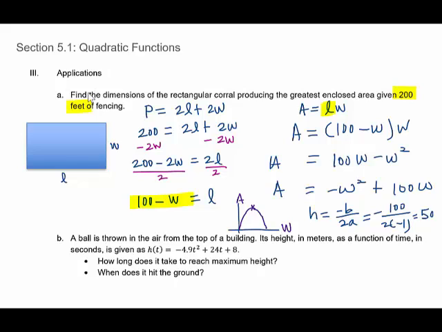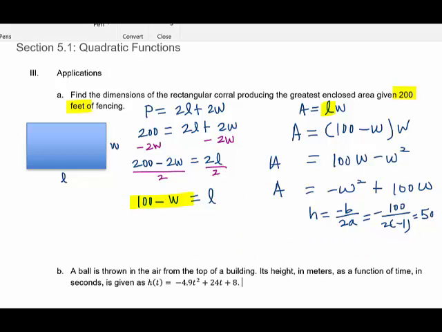Now I refer back to the question. It says find the dimensions of the rectangular corral. So what we found, an H value, is actually a W, because it's the first value in our ordered pair, and our vertex is of the form H, K, but in this case it's W, A. So we know a width is 50, and we need the corresponding length.